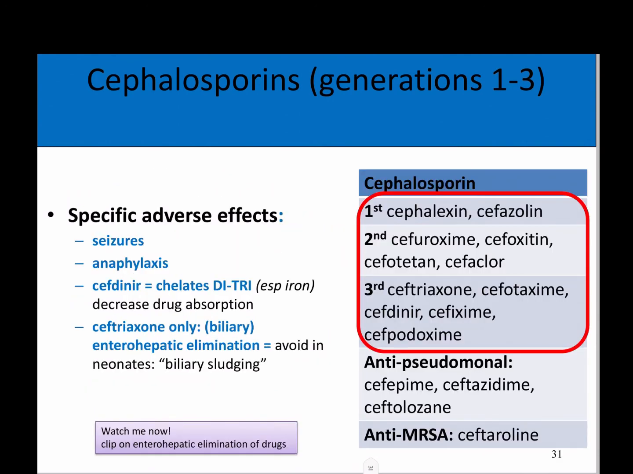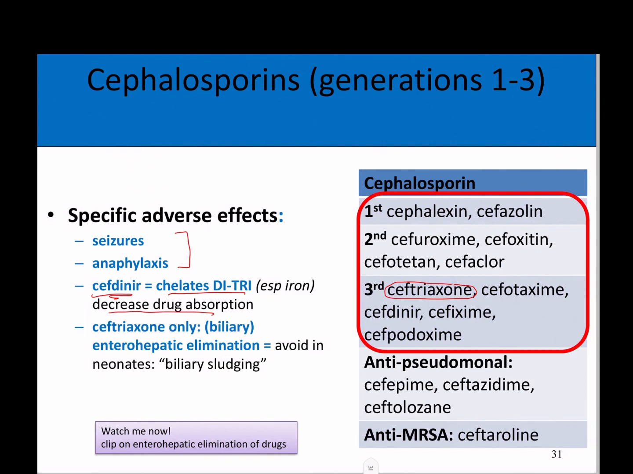The specific adverse effects of the first 3 generations of cephalosporins include the same things you would normally see with the penicillins, that's seizures, possible anaphylaxis. We already said that cefdinir chelates the di-tris, and that's going to decrease drug absorption. And we also want to note that ceftriaxone, the drug, is excreted with the bile, and then as it travels down the GI tract, it can be reabsorbed, and that's going to keep it around longer.